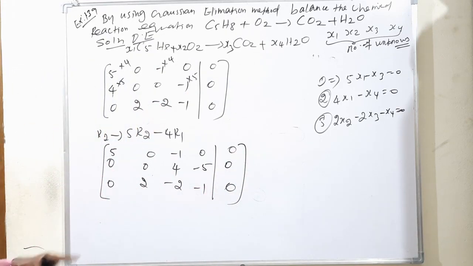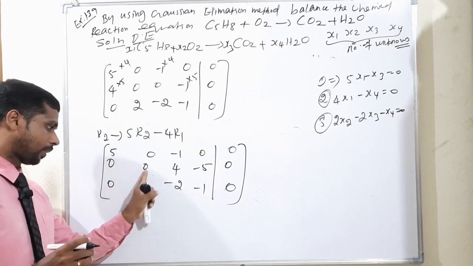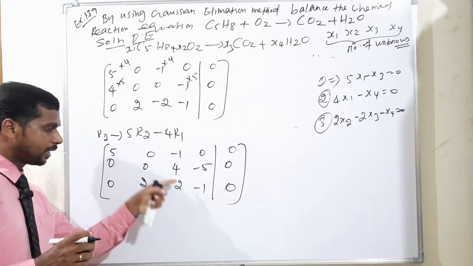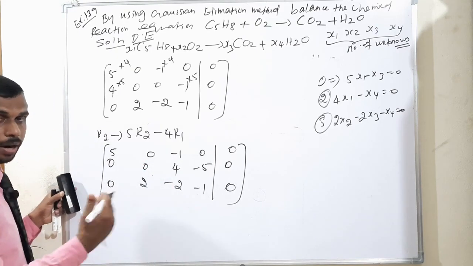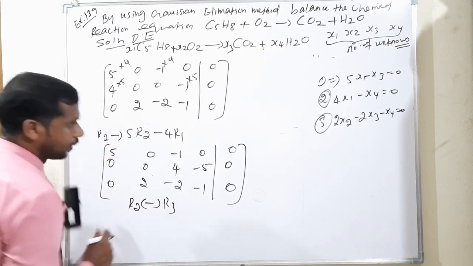Then the first row is clear, and under this term the entries are 0. When starting the non-zero entry in the second row, if you rearrange it will be easy to make the term under it 0. So what we have to do is R2 interchange R3.